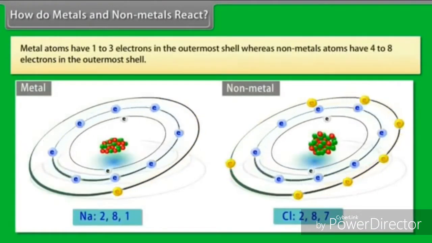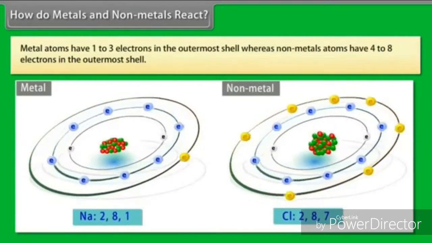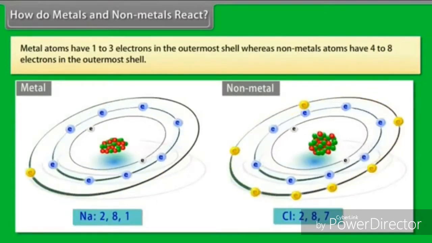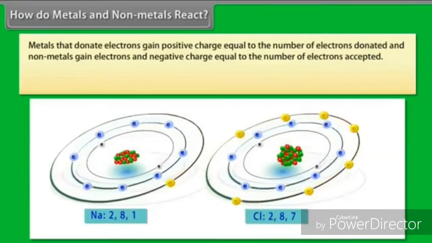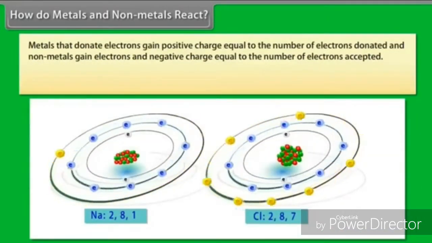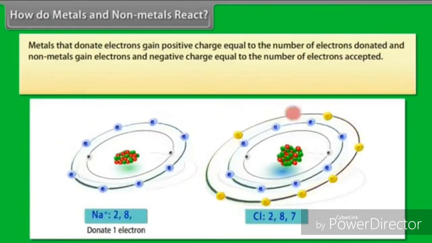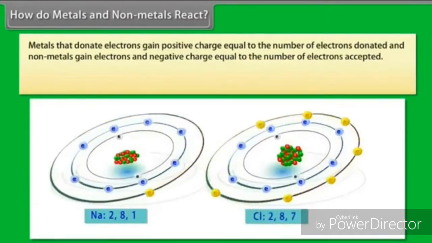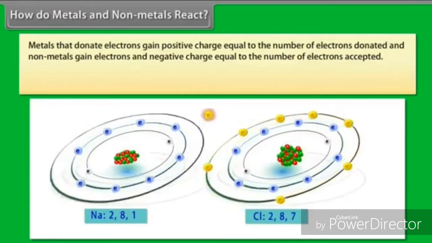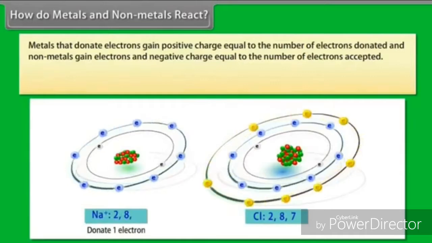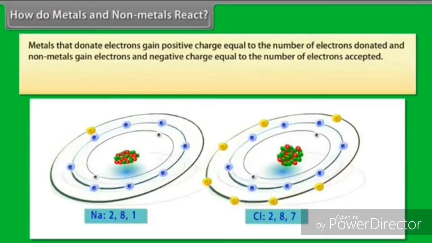Metals are elements that have less than 4 electrons in the outermost energy level, whereas non-metals have more than 4 electrons in the outermost energy level. During a chemical reaction, the atoms of metallic elements tend to lose their outermost electrons and change into positive ions, gaining a positive charge equal to the number of lost electrons. But non-metals gain electrons and change into negative ions, gaining a negative charge equal to the number of accepted electrons.